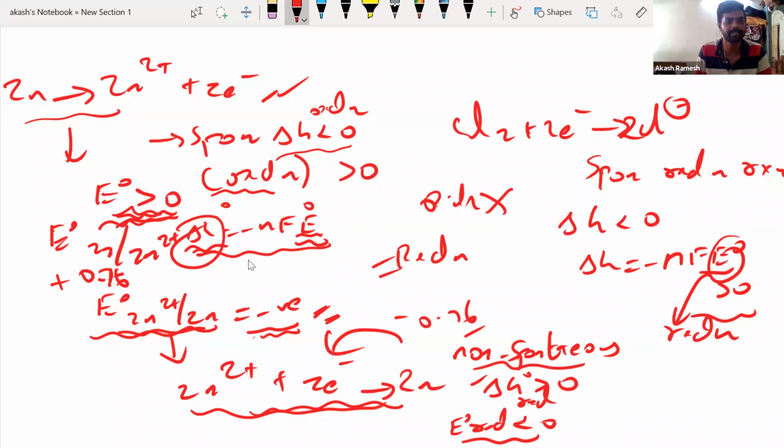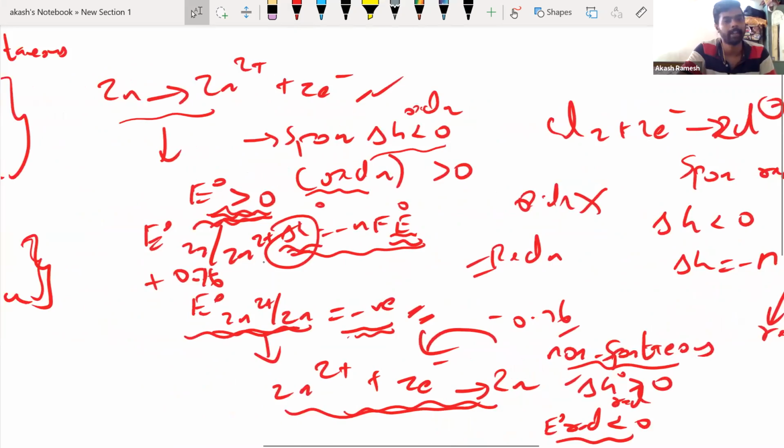Why it is greater than 0 by itself is because we are considering reduction potential. I hope it all makes sense. What is the use of delta G? What is the use of reduction potential? I hope it's very clear. Okay, fine. Moving on.